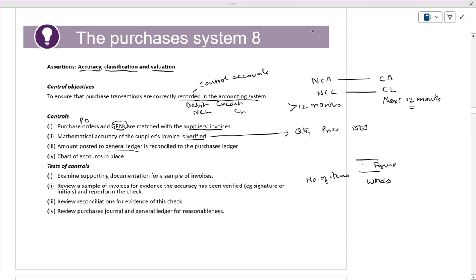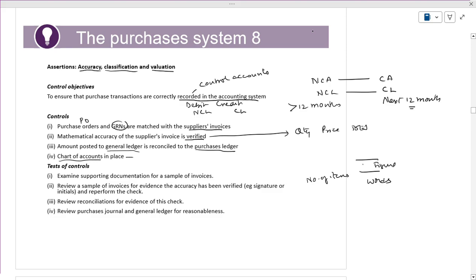posted in the general ledger, means what is in the purchase ledger and what is in the general ledger. Purchase ledger and general ledger, because it carries to the trial balance. Is it right? It carries to the trial balance. What we are doing is reconciling. Okay, we are matching the thing. We also take into account whether charts of accounts are there or not.